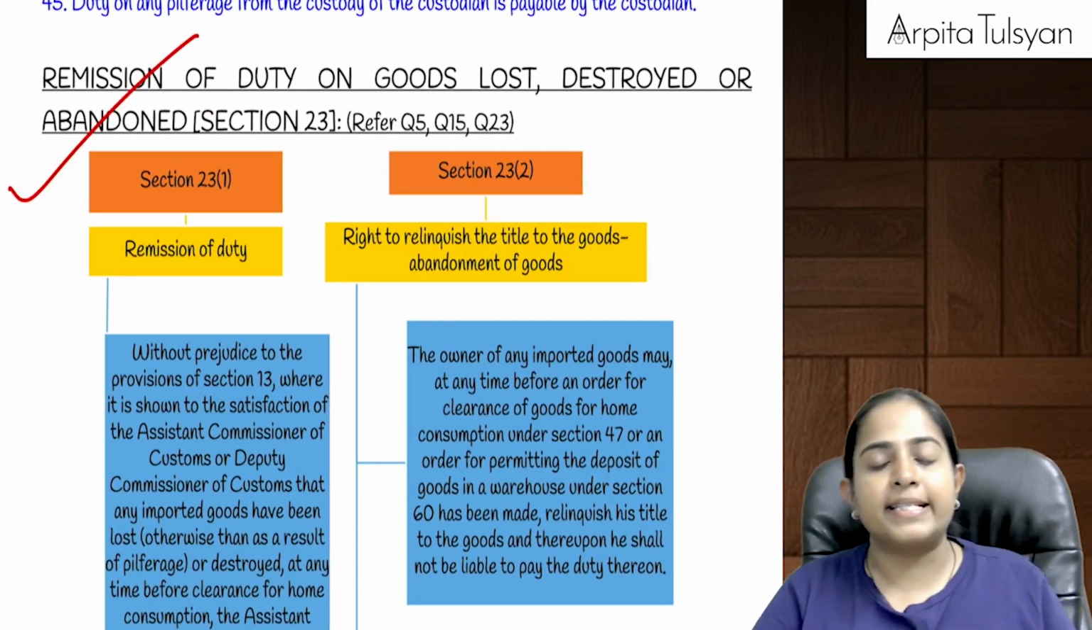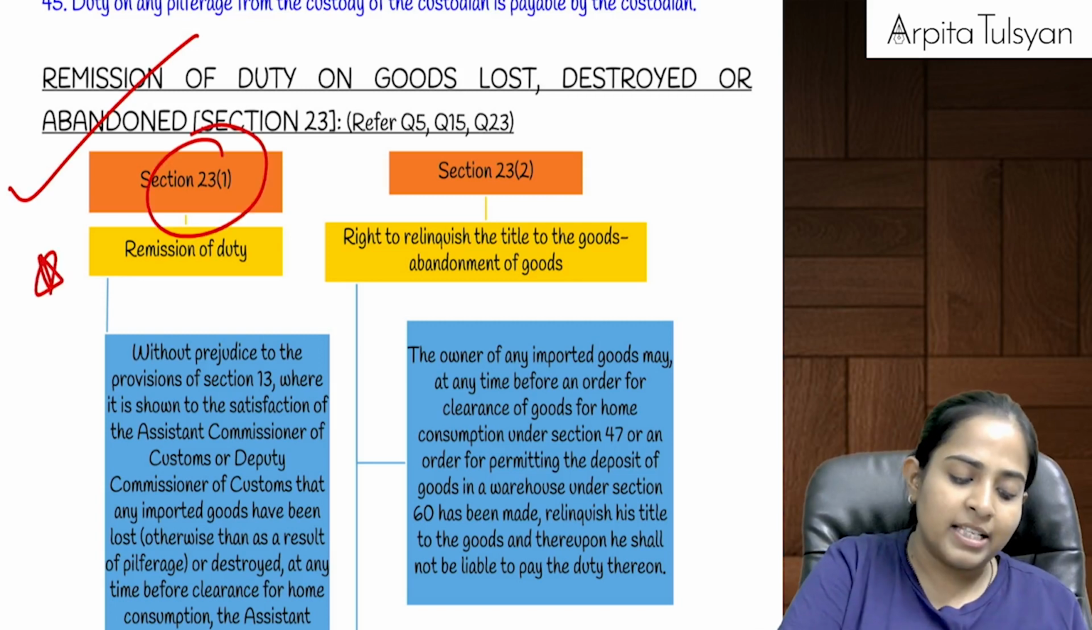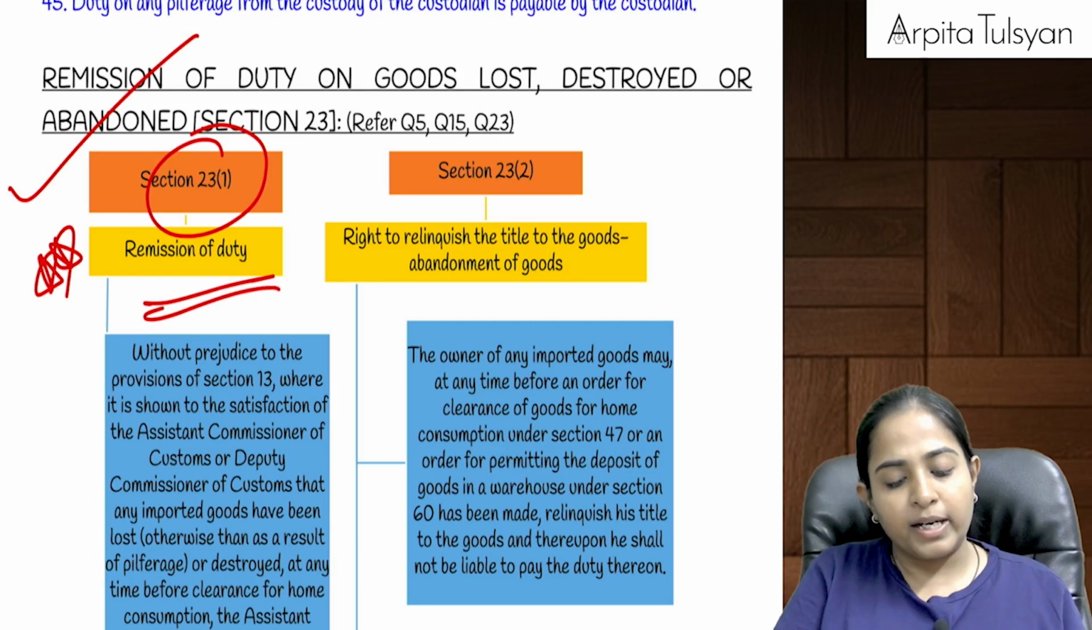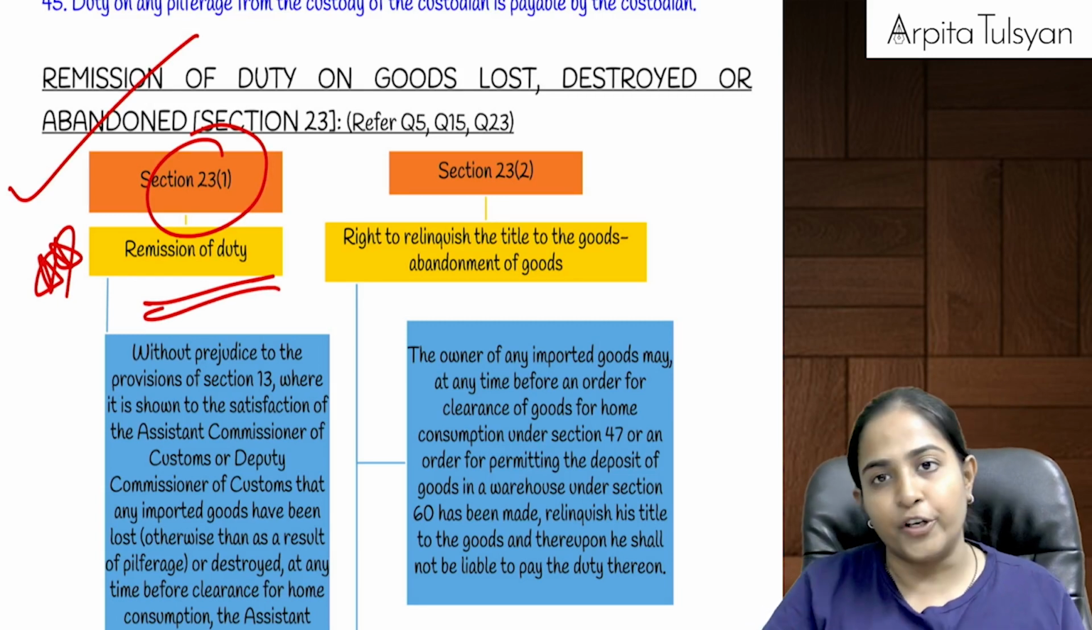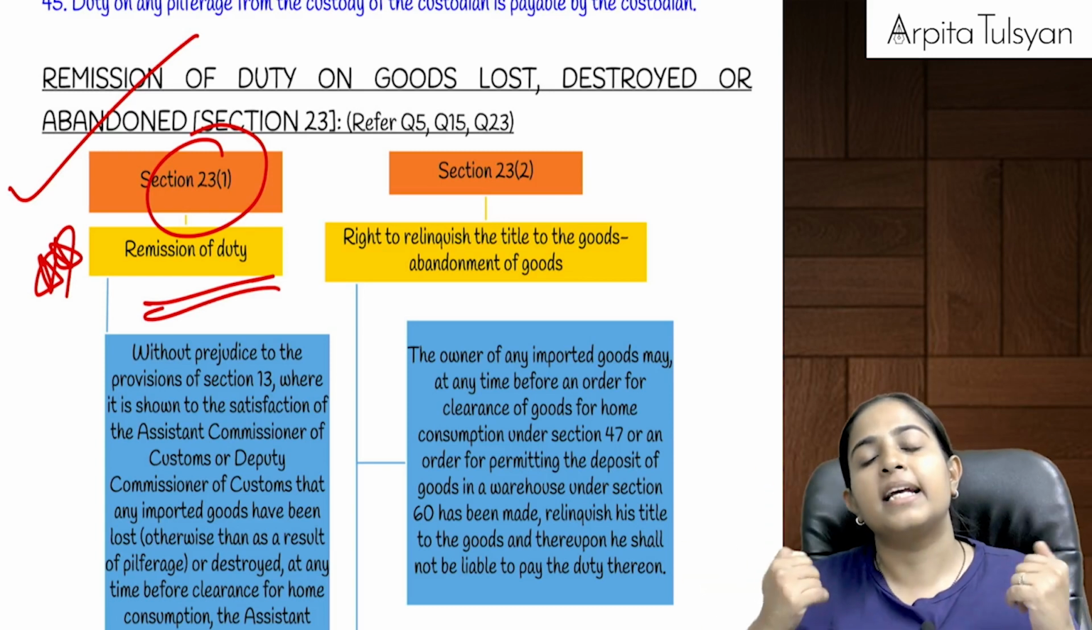Now going on to the next section, that is section number 23, and in that also section 23(1) is going to be very crucial. Section 23(1) talks about remission of duty. Remission of duty means you had already paid the duty and now you are asking for a refund of the same.